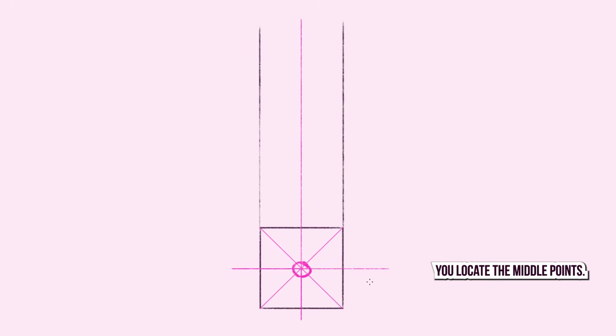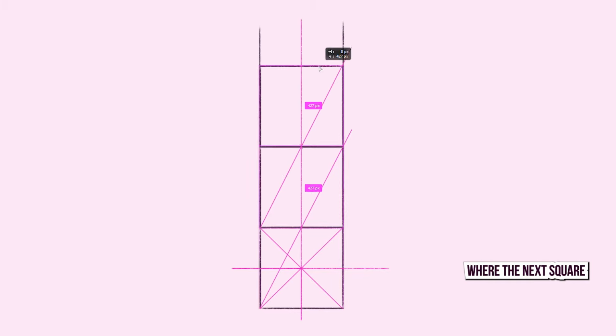Basically, here's how it works in 2D. If you divide a square using two diagonals, you'll find the center point. This helps you locate the middle points. Now, if you draw a diagonal from a corner through this midpoint, all the way to the guideline, it will actually show you where the next square should be. So in perspective, it works the same way.